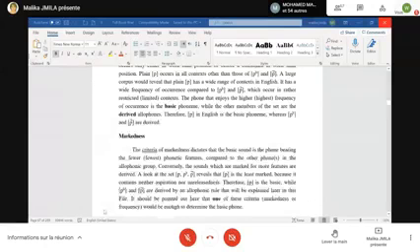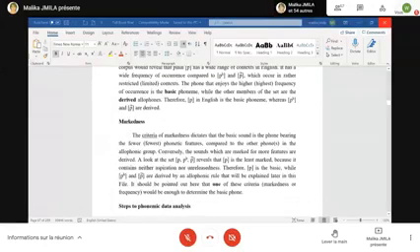The criterion of markedness dictates that the basic sound is the phone bearing the fewest phonetic features added to it, compared to the others in the allophonic group. Conversely, the sounds which are marked for more features are derived. A look at the set p plain, p aspirated, and p unreleased, we see that plain p is the least marked. You don't have additive elements to it. Whereas here you have additive elements, which means diacritics, which means that the p aspirated and the p unreleased are given more information than the plain p.